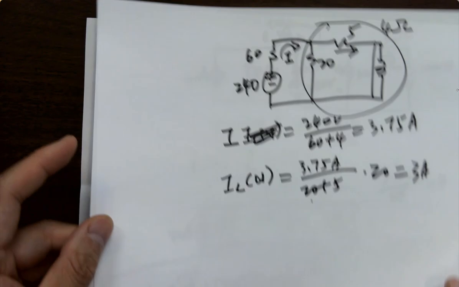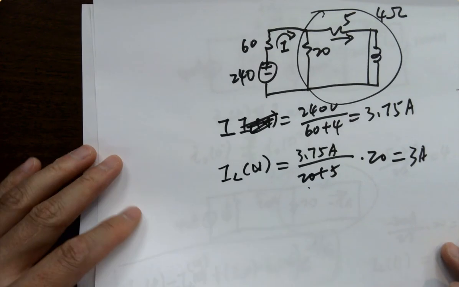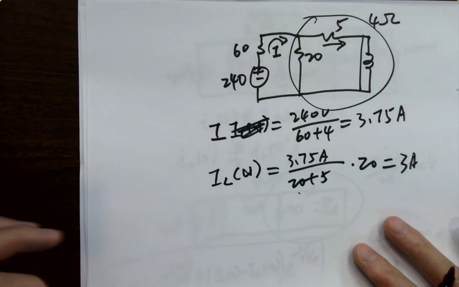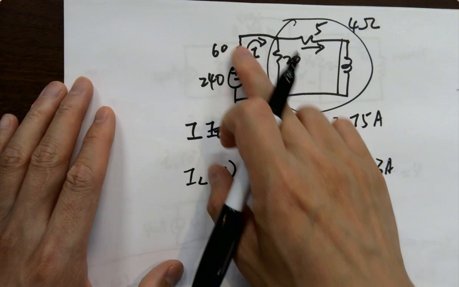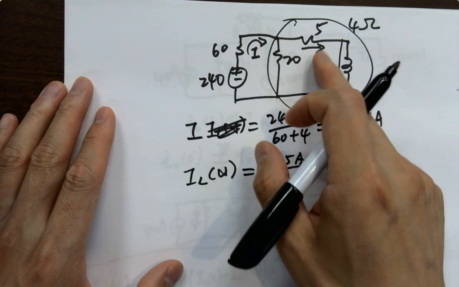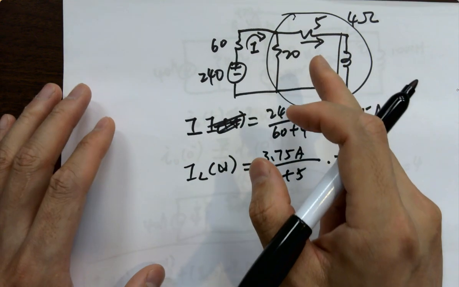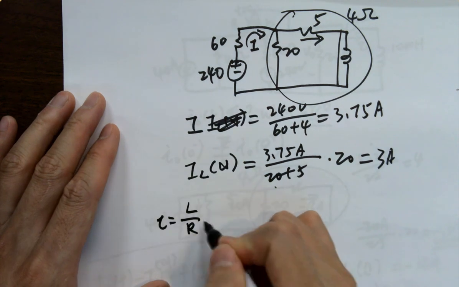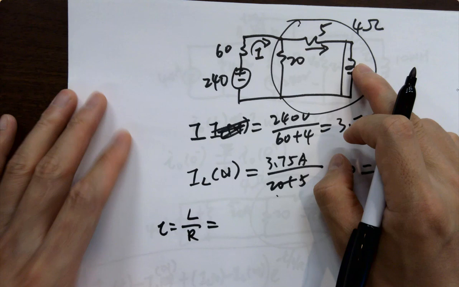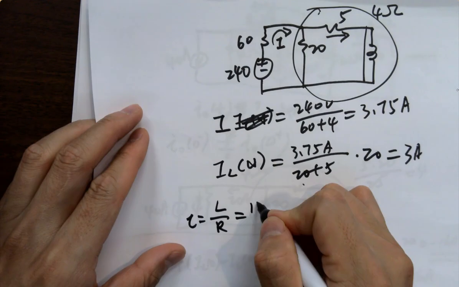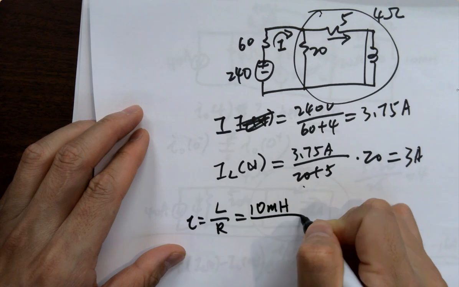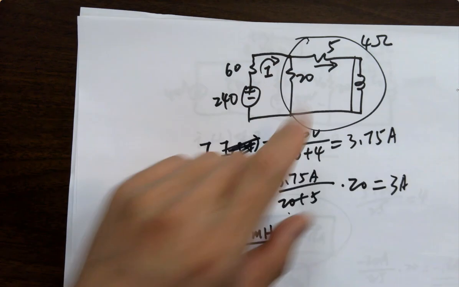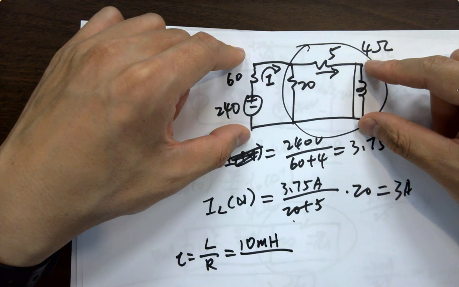Oh, we don't have L over R yet. L over R. What is L over R? That's important to know, okay? Because this is the first complicated circuit we have learned for finding the R here in L over R, which is the time constant. L is very simple, it's given. What is it? 10 millihenry. What is R? In this case, what is R?